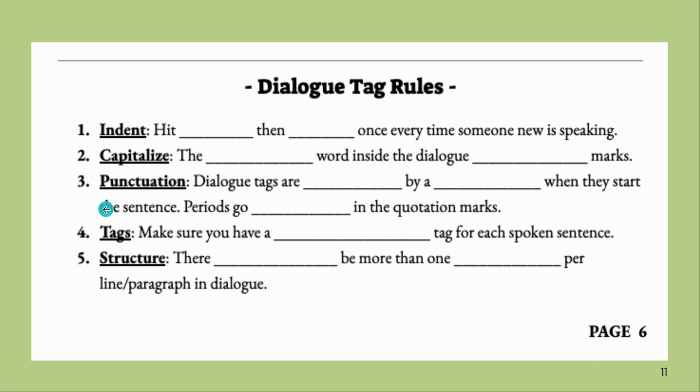So the first dialogue tag rule is going to be the indent. In order to indent, this is most specifically when you're typing. Otherwise, if you're handwriting this, you just go in a finger's width or two, and that's your indent. But if you're typing, you want to hit return, then tab once every time someone new is speaking. So then this will create a new paragraph and make it very clear that the speaker in our dialogue is changing. Okay?